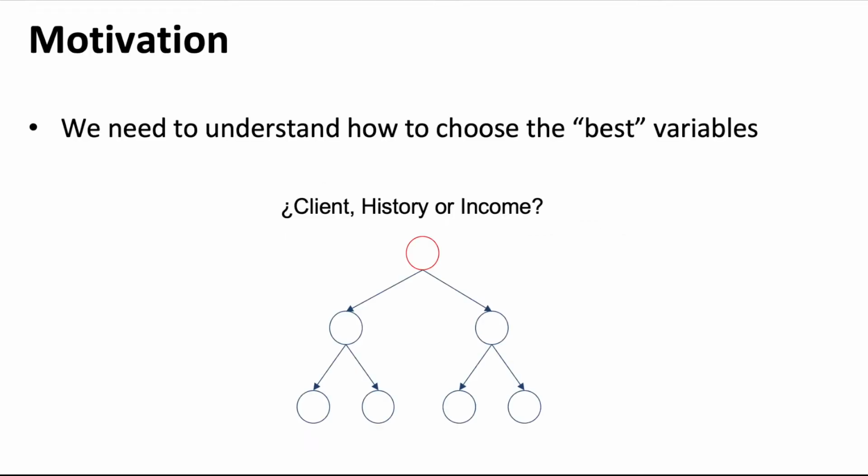Hello everyone. So now we will continue with the decision tree model. Now we need to figure out what is pending from the previous video, which is how we actually choose the best variable. So for example, in our previous tree, how we can figure out what could be the variable chosen as root node in the beginning, client history or income.